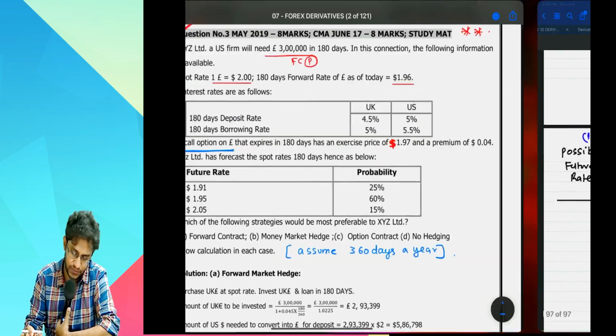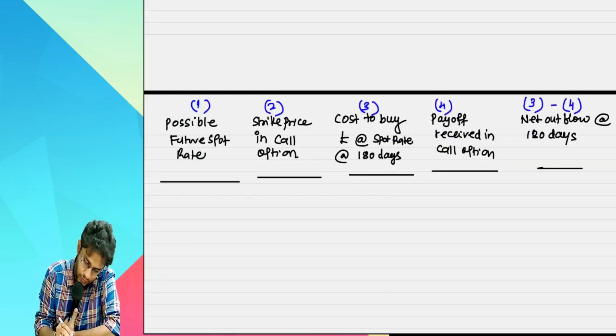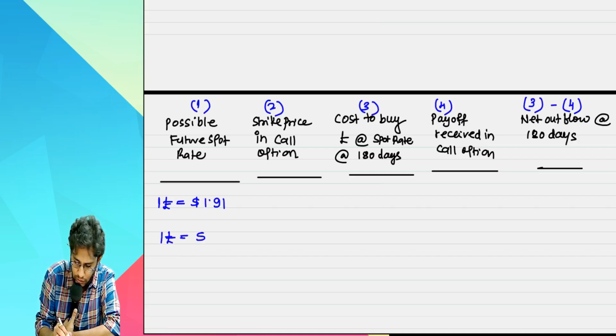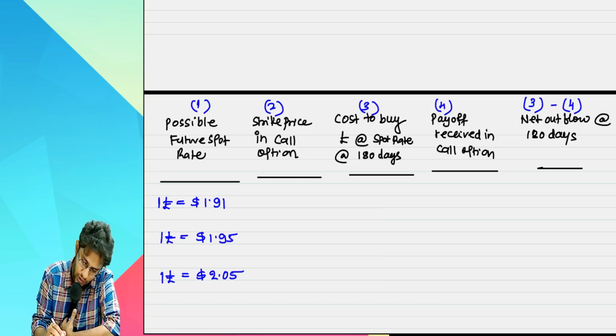Tell me the three rates. 1 pound is equal to $1.91 and 1 pound is equal to $1.95 and 1 pound is equal to $2.05. Strike price is 1.97.